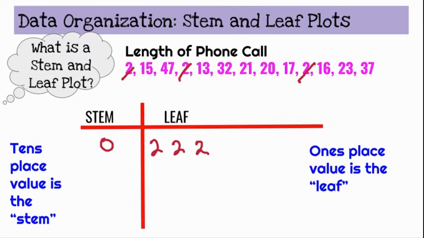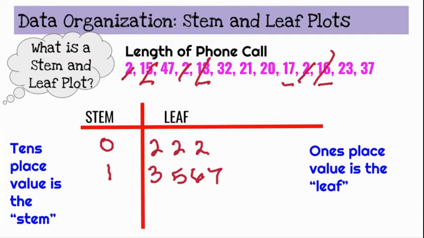Now we're going to do those that have a 1 in the tens column. Well, I have a bunch of them. I have a 15, I have 13, 17, and 16. Again, it's always important to put those in order from least to greatest. So I'm going to start with my smallest, which is 13, and then 15, and then 16, and then 17. You'll notice on those leaves, again, all I'm doing is writing that one's value.